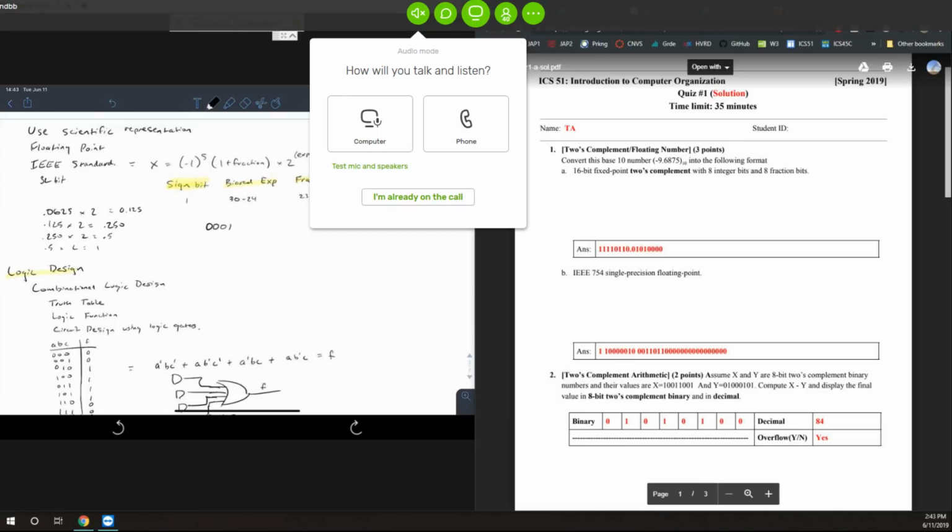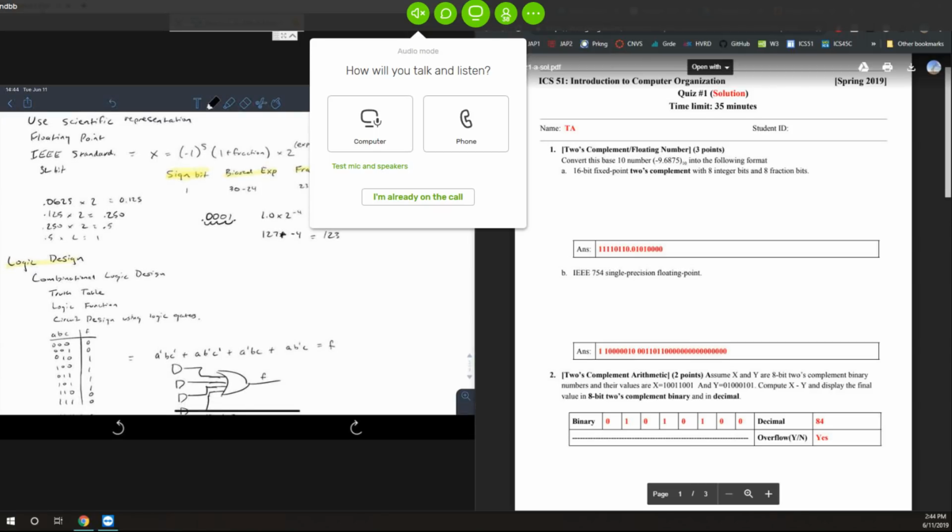And then from there, because that's the decimal number, we just have to move it over 1, 2, 3, 4. And so we get 1.0 times 2 to the negative fourth. And so in that case, you do 127 plus negative 4, and then you get 123, and then you do a bunch of zeros.